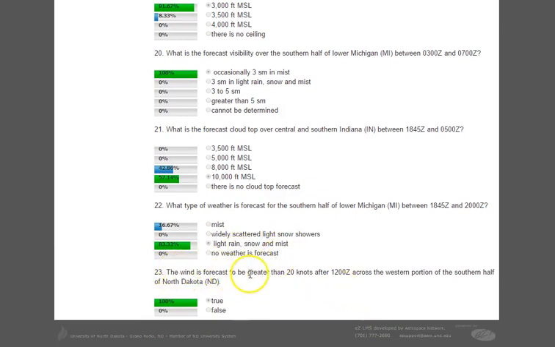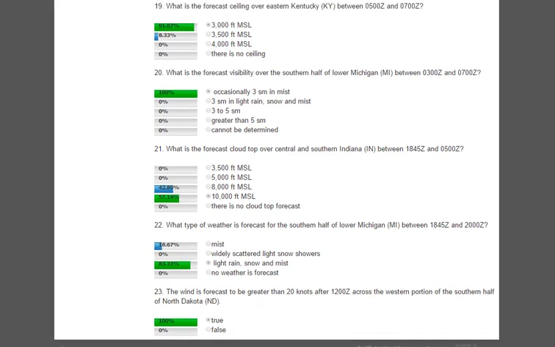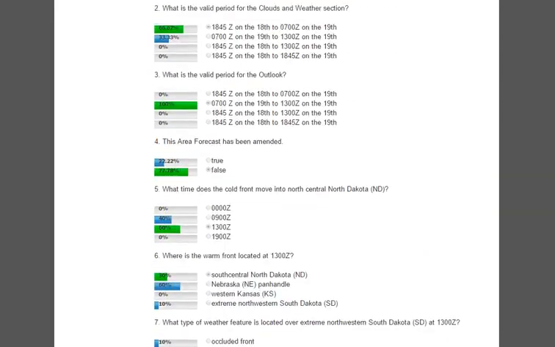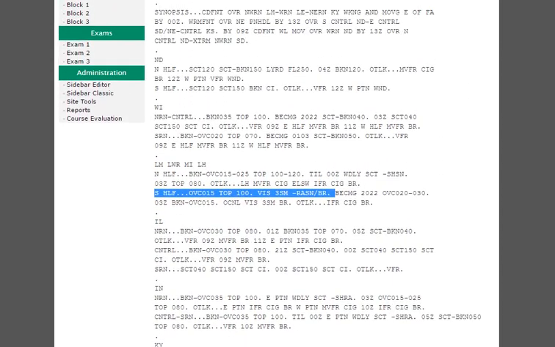And then finally, the wind is forecast to be greater than 20 knots after 12 Zulu across western portions of the southern half of North Dakota. So let's take a look at 12 Zulu and North Dakota. There we go, southern half. It says after 12 Zulu, VFR, 12 Zulu, western portion WND. When you see the abbreviation WND in an area forecast, it means that the winds are more than 20 knots. I hope that was helpful. That's the area forecast, and you'll see questions like that on the exam.